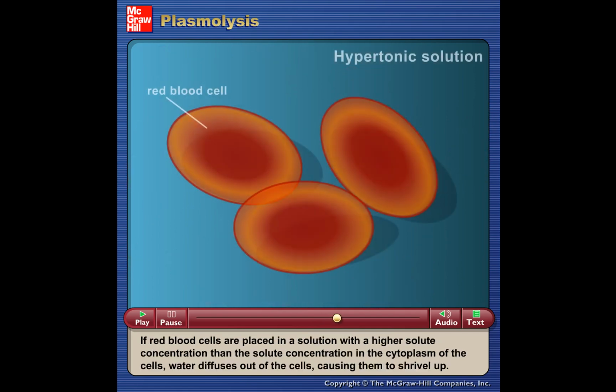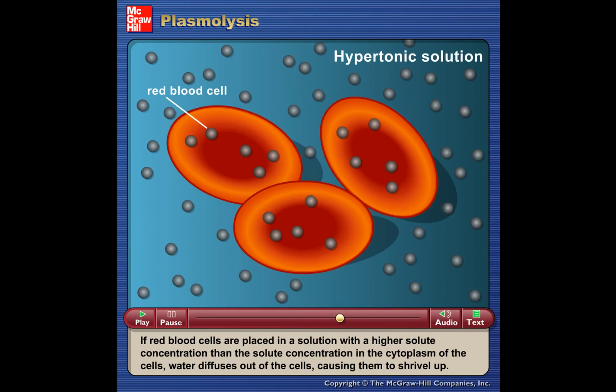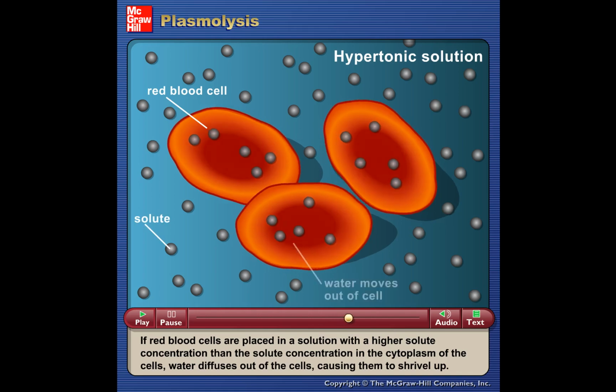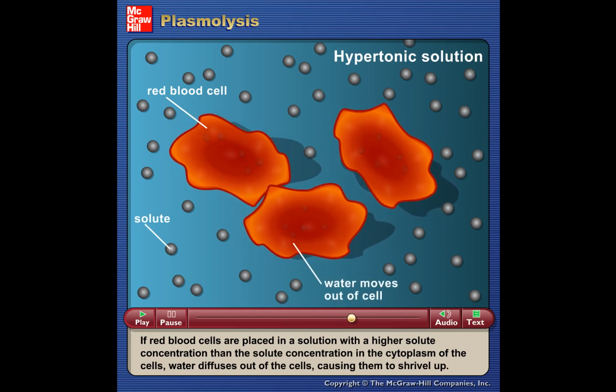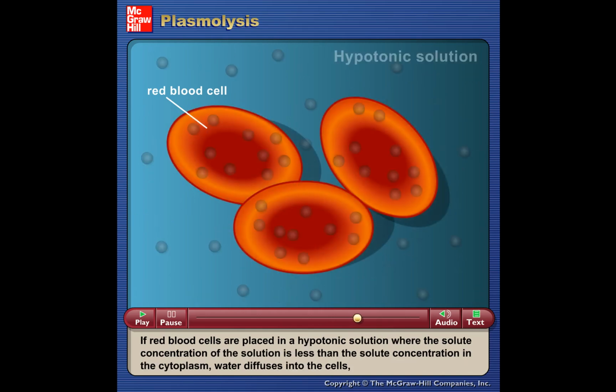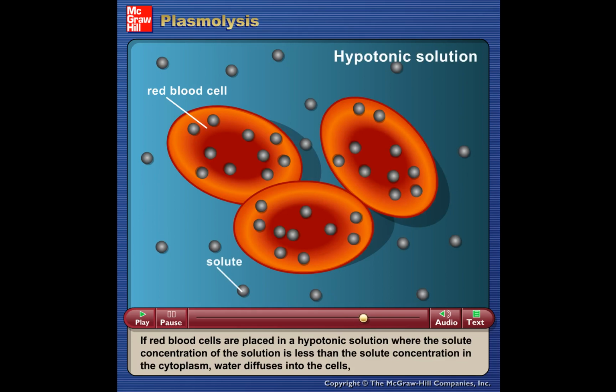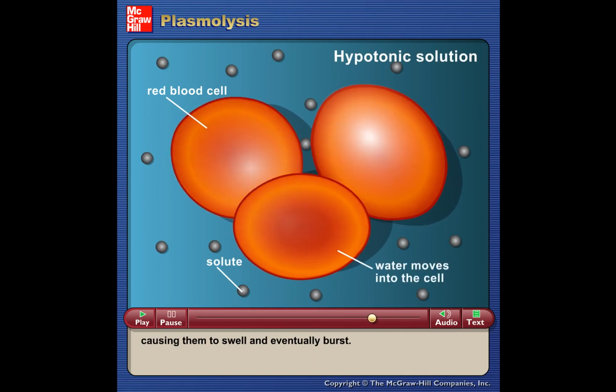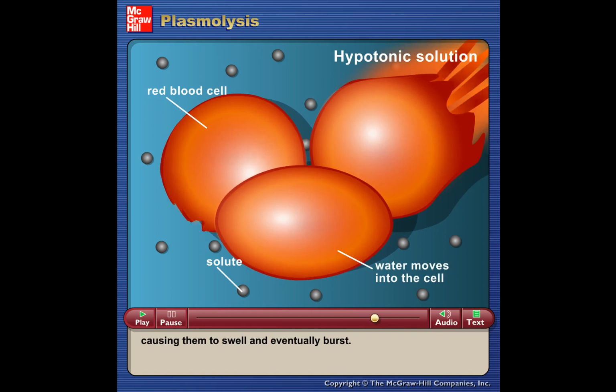If red blood cells are placed in a solution with a higher solute concentration than the solute concentration in the cytoplasm of the cells, water diffuses out of the cells, causing them to shrivel up. If red blood cells are placed in a hypotonic solution where the solute concentration of the solution is less than the solute concentration in the cytoplasm, water diffuses into the cells, causing them to swell and eventually burst.